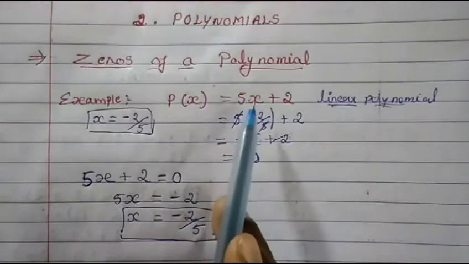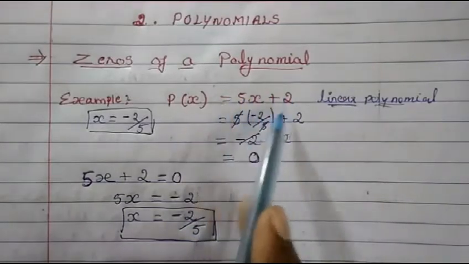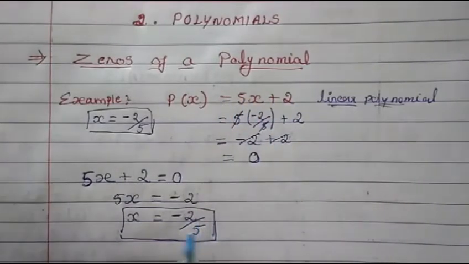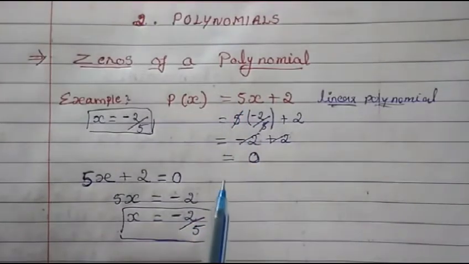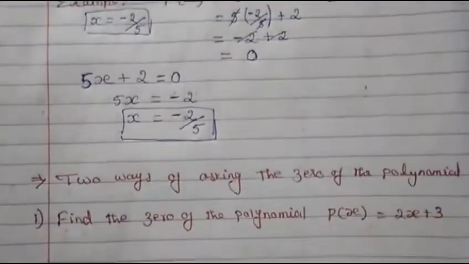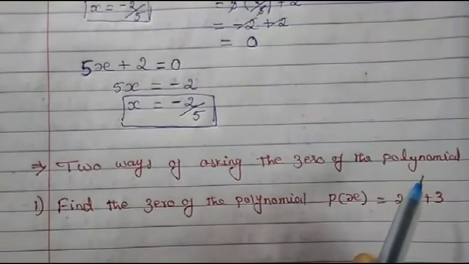The zero of this particular polynomial is minus 2 upon 5, because this minus 2 upon 5 made the whole polynomial 0. Therefore, this becomes the zero of this polynomial. I hope this concept is clear to you. Now, there are two ways the question will be asked. There are two ways of asking for the zero of the polynomial.